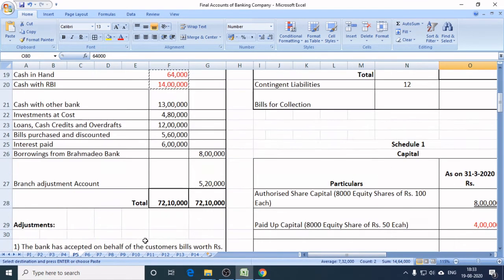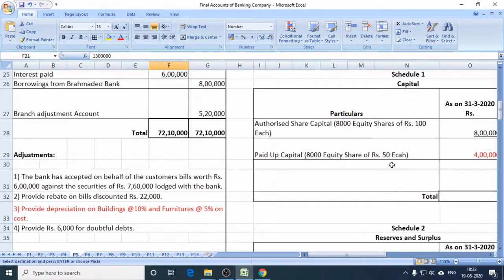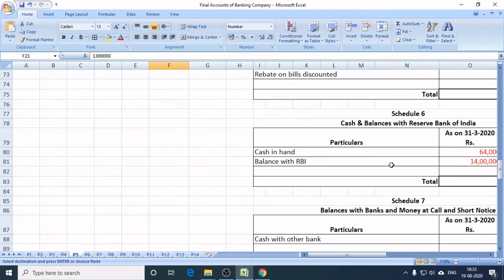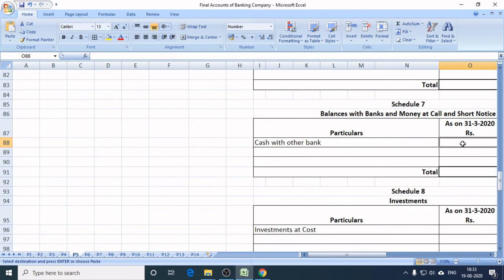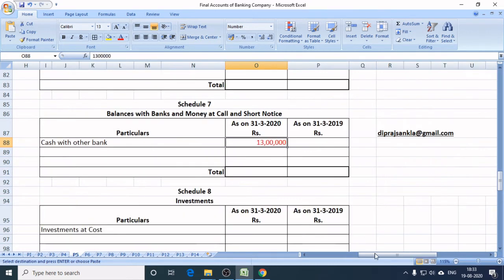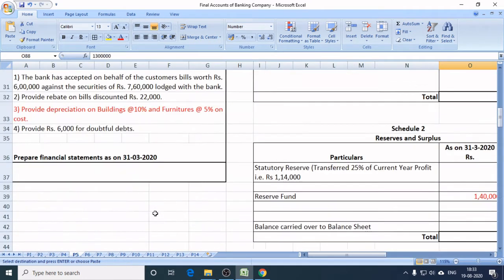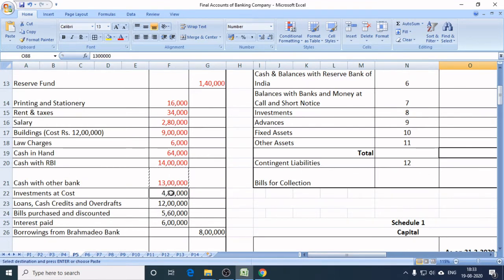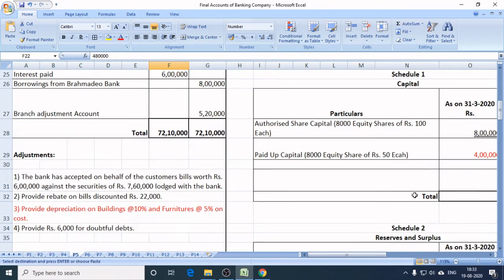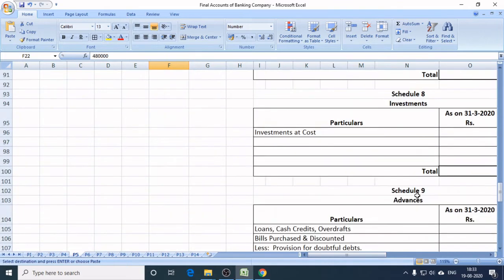Next we have cash with other bank. So it is the bank's balance with other banks. It is also an asset of a bank, but it comes under schedule number 7, balances with banks and money at call and short notice. 13 lakh. Now next in the problem is investments at cost. It also has a debit balance. It is also an asset of a bank. It comes under schedule number 8, investments.